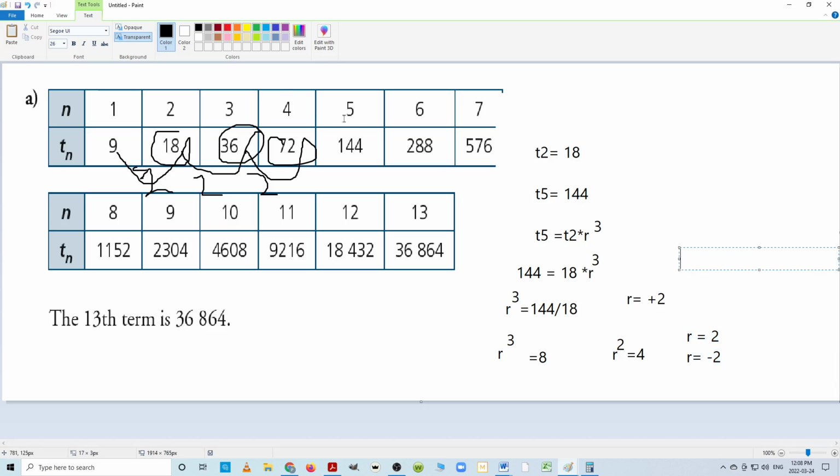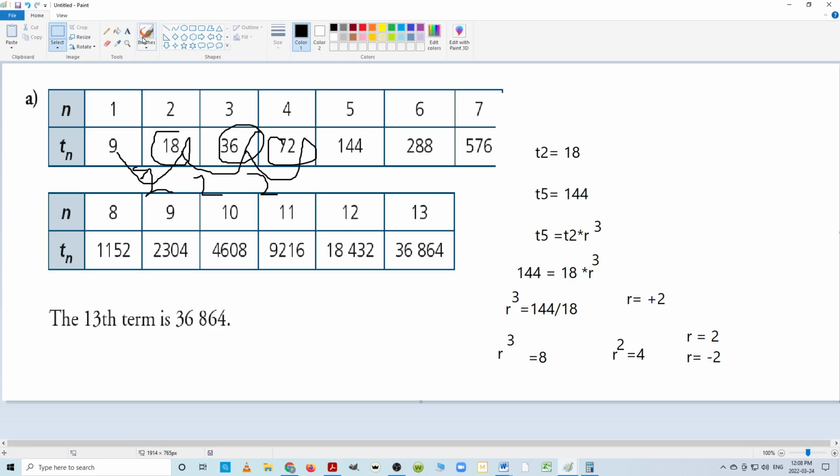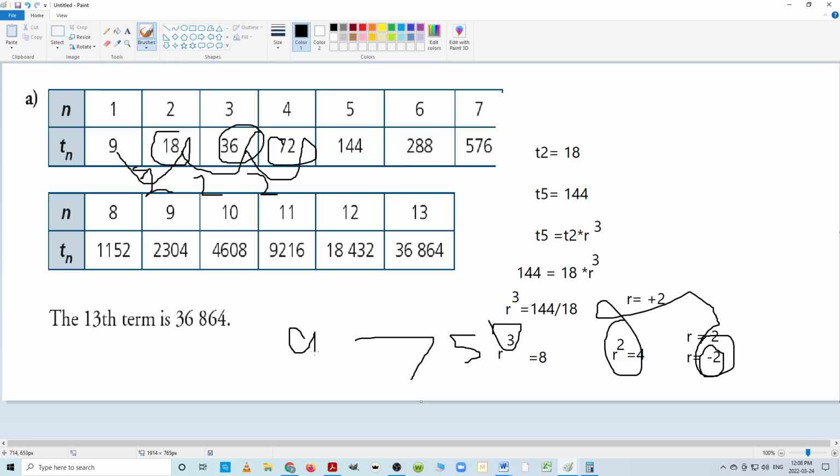Sometimes there's a few tricks in these things. You just have to remember that r squared, or anything to an even exponent, has a positive or minus answer. When it's cubed, or to the 5, or to the 7, or to the 9, it's always going to be exactly what works. You don't have two possible answers. So that means I know now my r is 2.